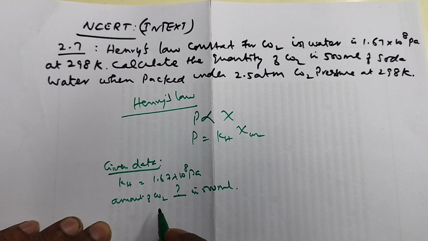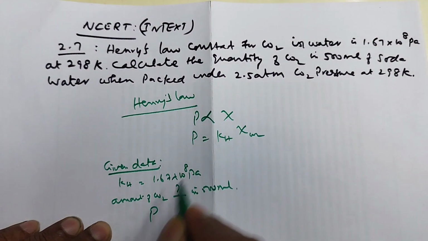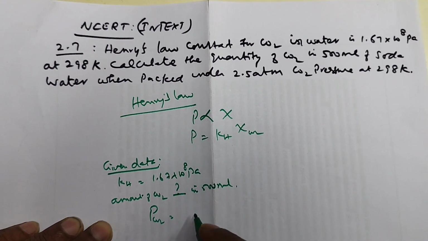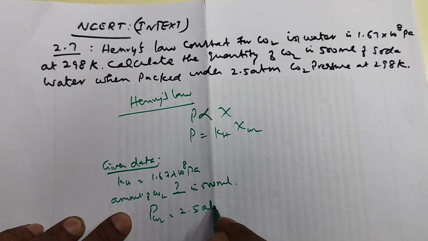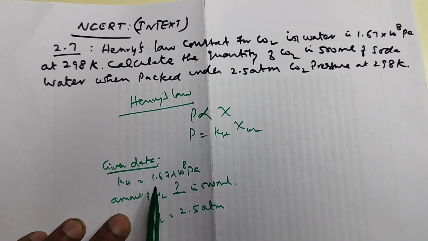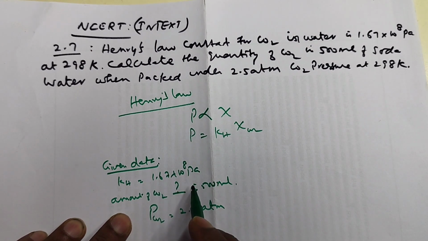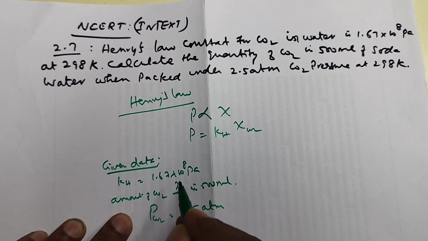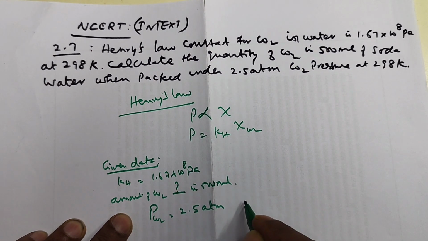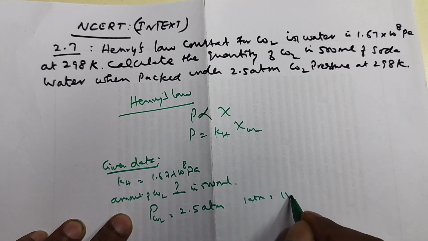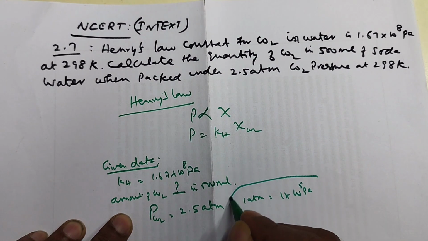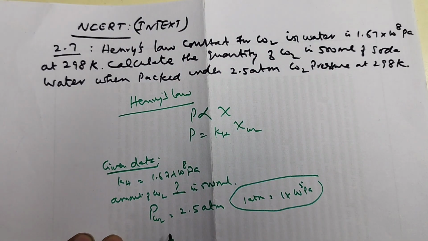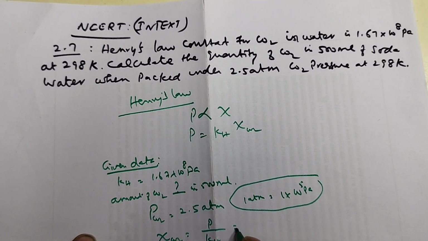The partial pressure of CO2 is given as 2.5 atm, whereas Henry's constant is 1.67 into 10 to the power of 8 pascals. These two are in different units. First we have to convert either to pascals or to atmospheres. Here you have to know that 1 atmosphere is equal to 1 into 10 to the power of 5 pascals. Now use the formula: the mole fraction of CO2 equals P by KH. Substitute in the formula.